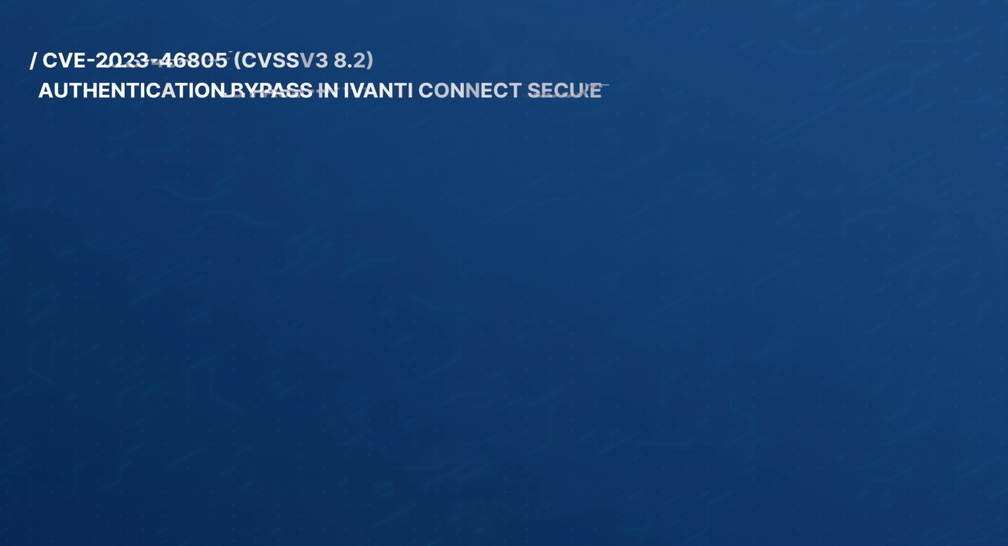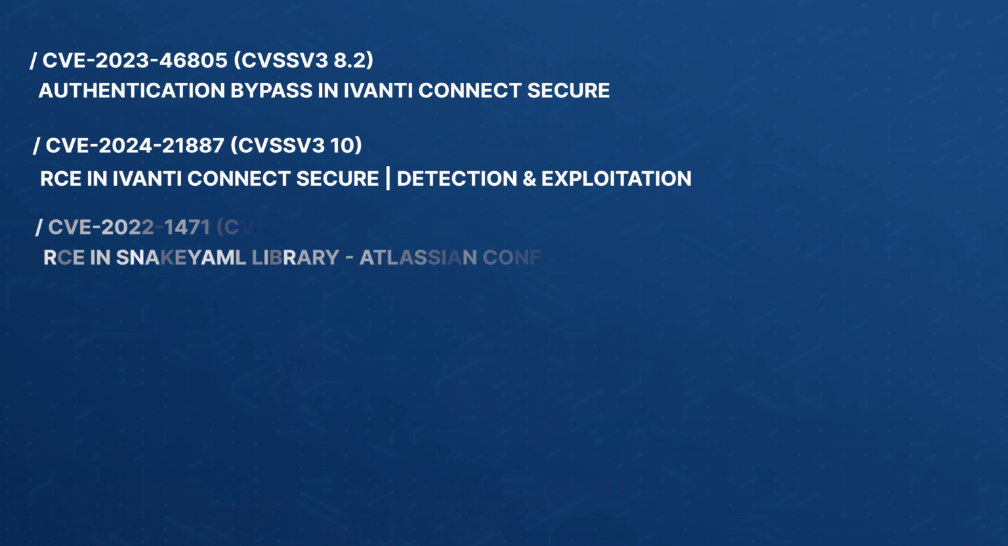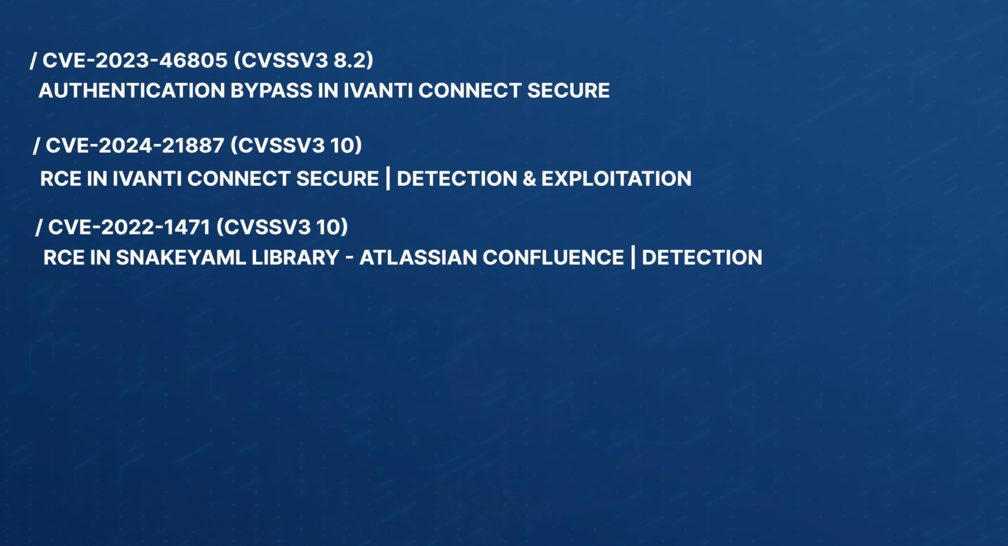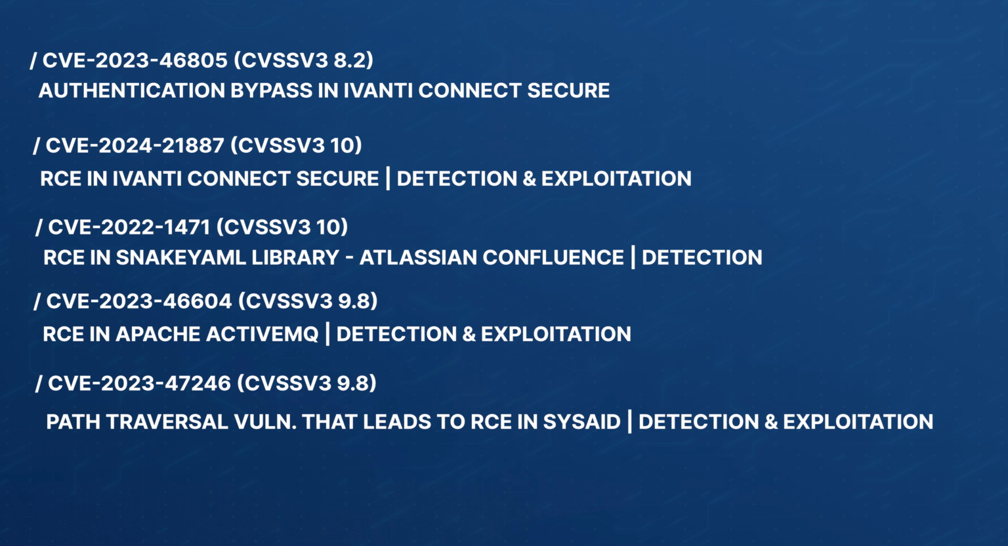There's a new CVE in Ivanti Connect Secure, which can lead to RCE when chained with another one on our list. There's also a CVE that leads to RCE in SnakeYAML library in Atlassian Confluence, and we've also added detection and exploitation for a CVE that has a score of 9.8 in Apache ActiveMQ, one that's actually a path traversal vulnerability that leads to RCE in SysAid.